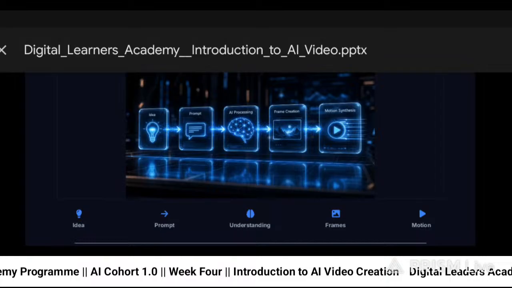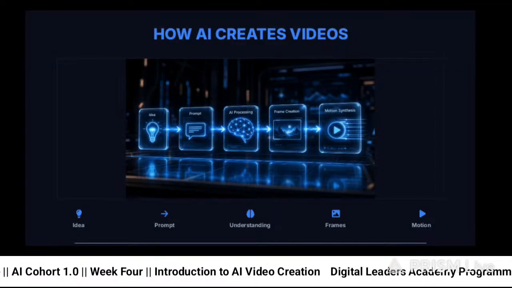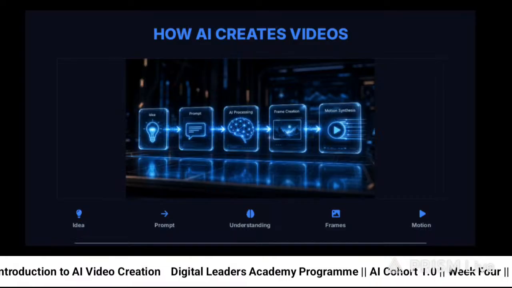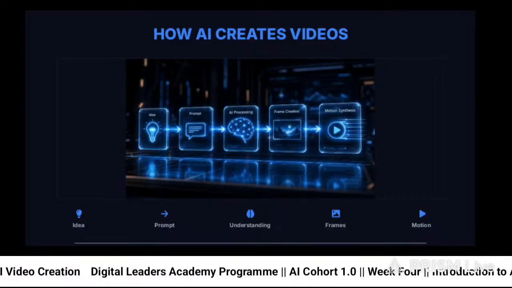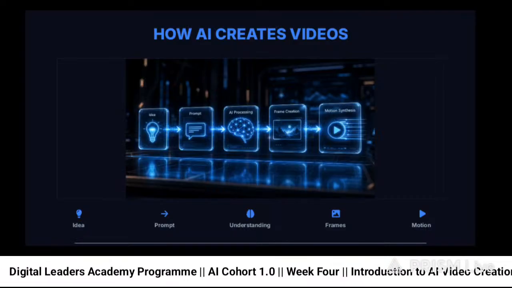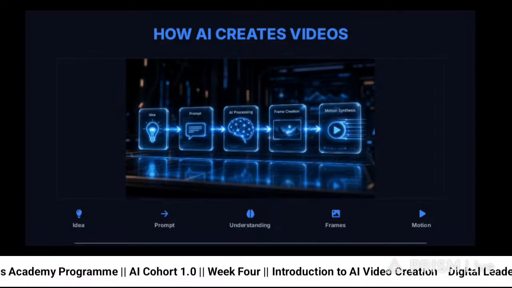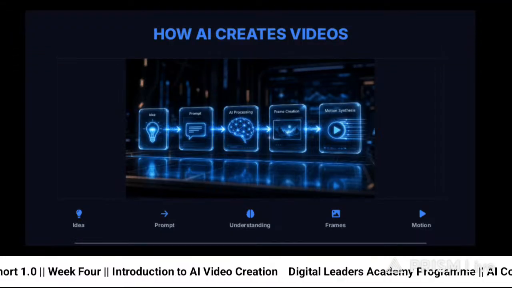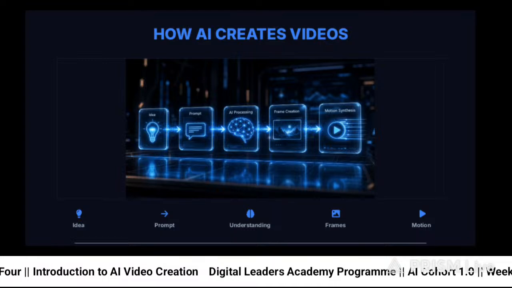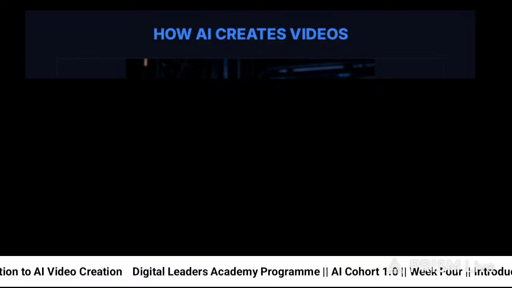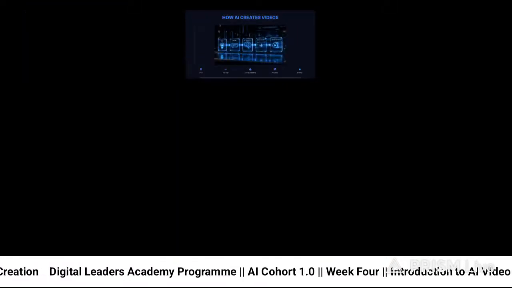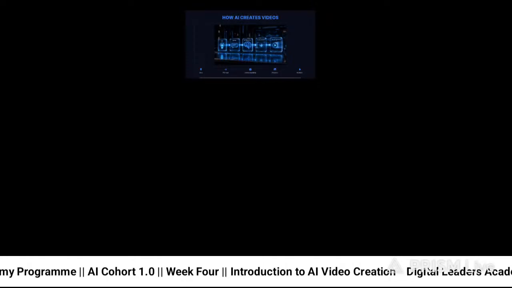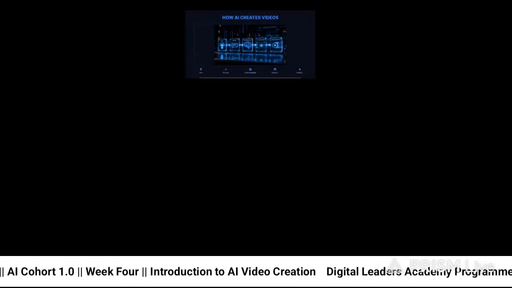Okay, so we go to the next slide. The next one is the frame creation. How the AI sets each scene into a certain frame, how it brings it down after understanding the prompt and the idea that we're giving to it. That's what we have for the place called our frames. So it is very important that we understand how AI goes through video creation according to what we've given it.